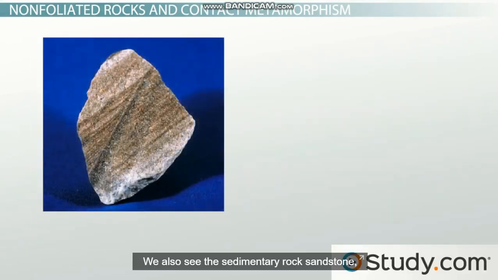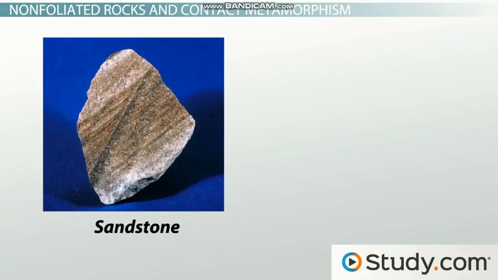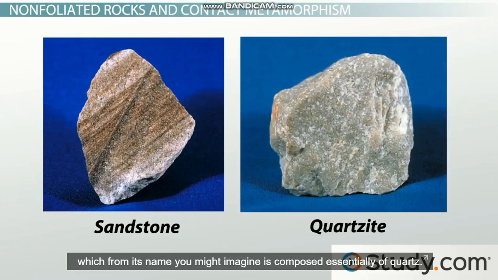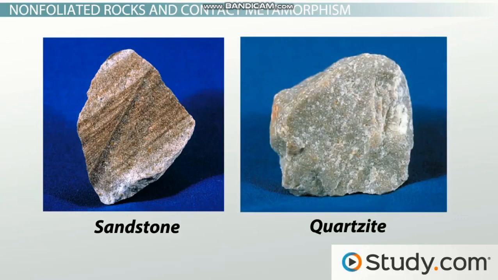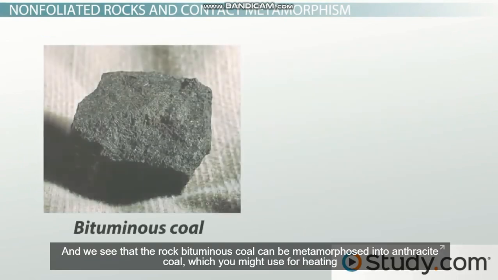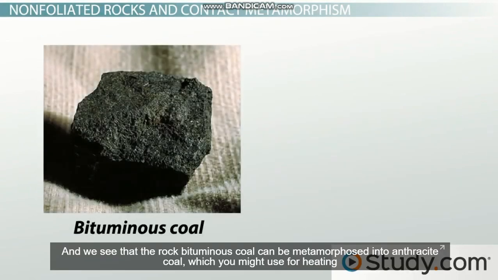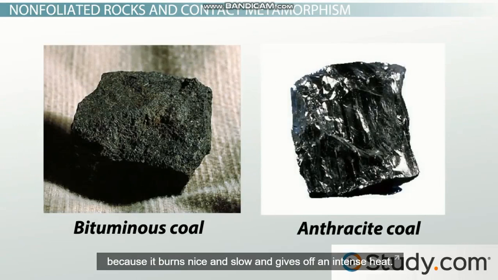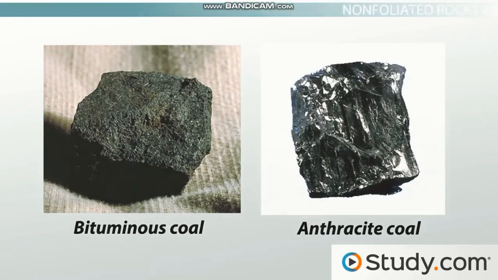We also see the sedimentary rock sandstone, which is high in quartz, can be morphed into quartzite, which from its name you might imagine is composed essentially of quartz. And we see that the rock bituminous coal can be metamorphosed into anthracite coal, which you might use for heating because it burns nice and slow and gives off an intense heat.